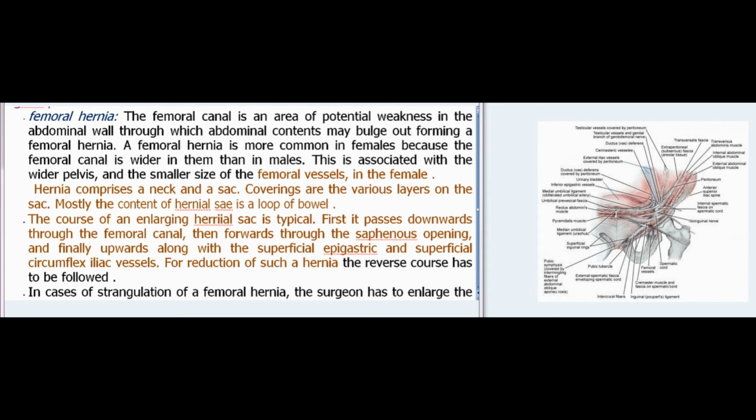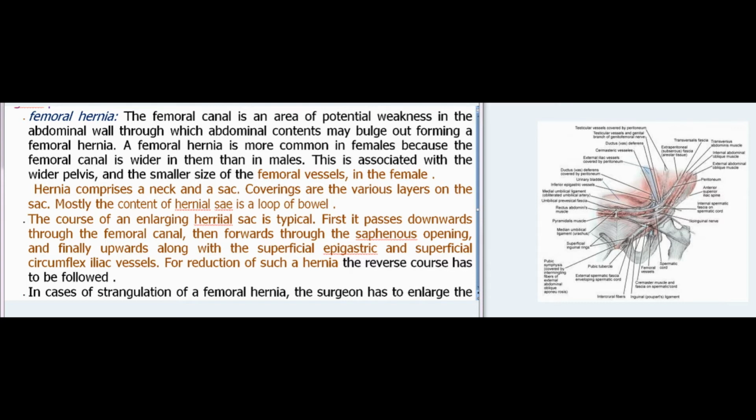Femoral hernia. The femoral canal is an area of potential weakness in the abdominal wall through which abdominal contents may bulge out, forming a femoral hernia. A femoral hernia is more common in females because the femoral canal is wider in them than in males. This is associated with the wider pelvis, and the smaller size of the femoral vessels, in the female. A hernia comprises a neck and a sac. Coverings are the various layers on the sac. Mostly the content of the hernial sac is a loop of bowel.